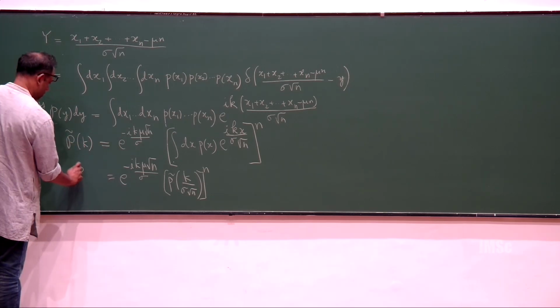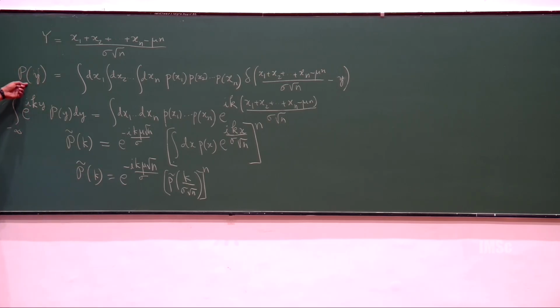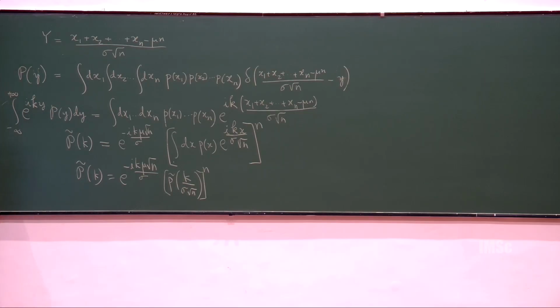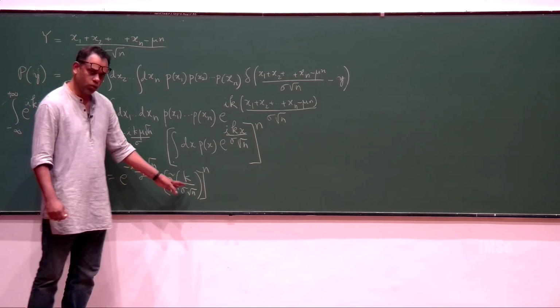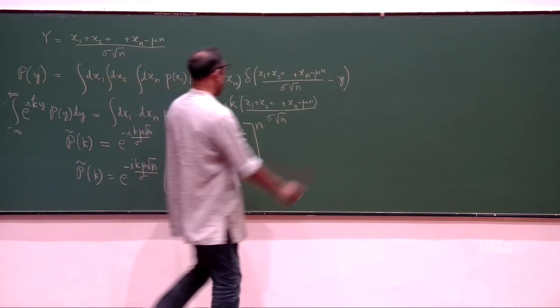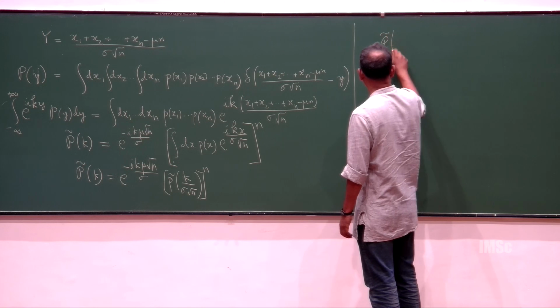So we have now got an expression for the Fourier transform of this variable p of y, and there's a name for that. It's called the characteristic function. When I do this for a probability, it is called the characteristic function. So now I want to know how this will look. Let me copy that p tilde of k.